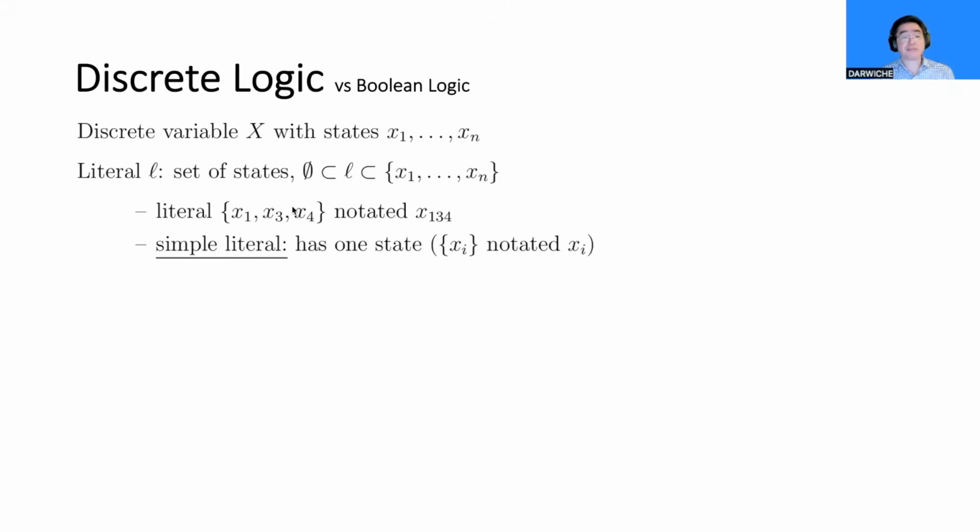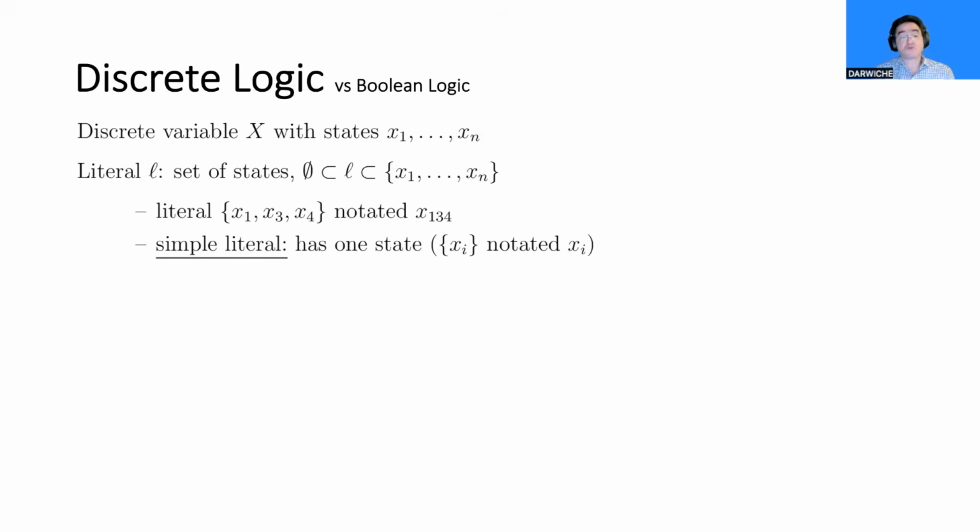So here's an example literal for the variable x, which effectively says that I'm telling you that the variable x takes the value 1, 3, or 4. And we use this often in this tutorial as a notation. So when I write this, this represents this set, and it's a literal, and it's basically saying that the variable x takes one of these 3 values.